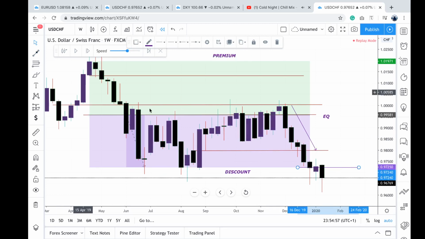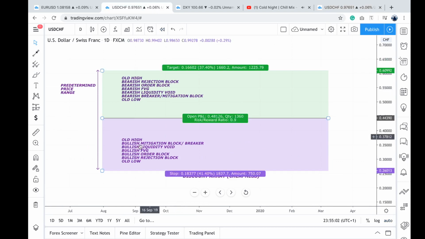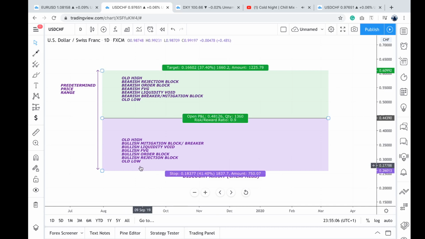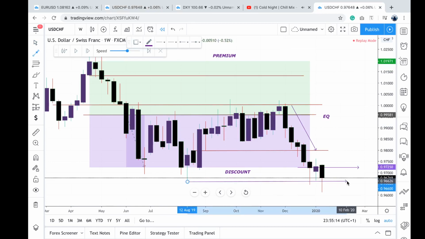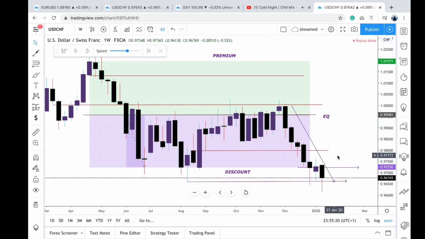The last one we're going to reference in terms of institutional reference point on a discount basis would be old low. That is going to be the last thing we're going to want to reference, which comes in the form of this last bullish week. And that will be our ultimate target projection in line with institutional order flow. So hopefully this all makes sense to you guys.